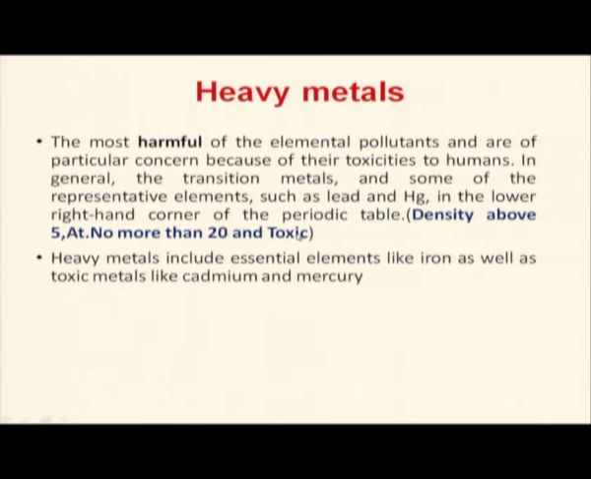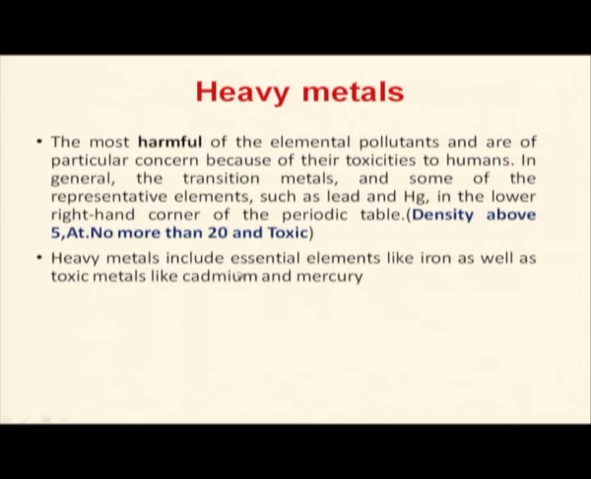Okay. And of course, heavy metals include some non-metals like arsenic also. Arsenic is a non-metal or metalloid, and that is also considered a heavy metal because of its toxicity. And there is an exception to the density above 5 criterion: aluminum has a density below 5, but because of the neurotoxic nature of aluminum, aluminum is also considered a heavy metal.